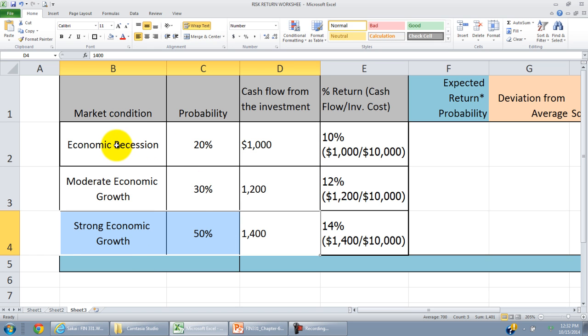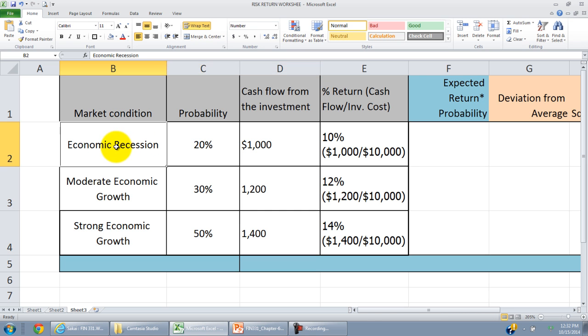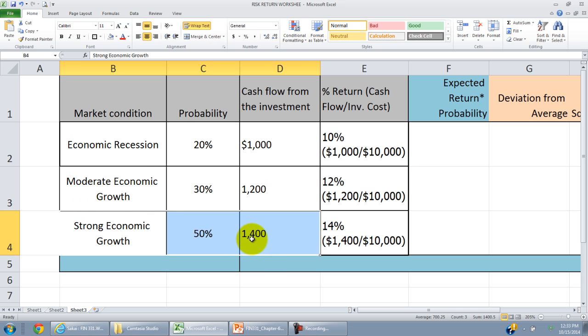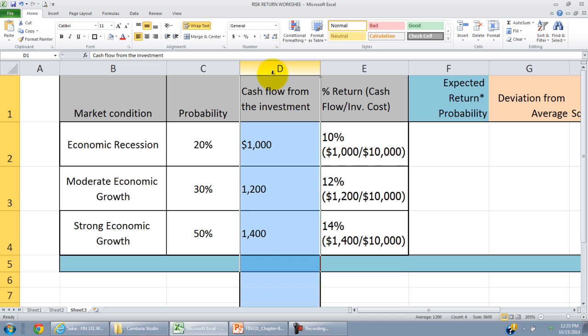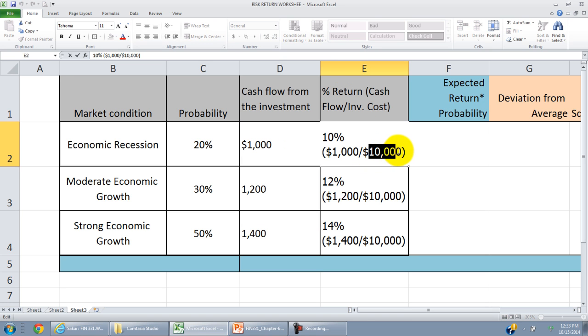Now under each scenario, our investment will generate different cash flow for us. If the market is in recession, we will receive 1,000. If it is in moderate growth, we receive 1,200, and finally, in the best case, we get 1,400. With the cash flow generated from our investment, together with our initial investment of 10,000, we can easily calculate the percentage of return for each scenario.